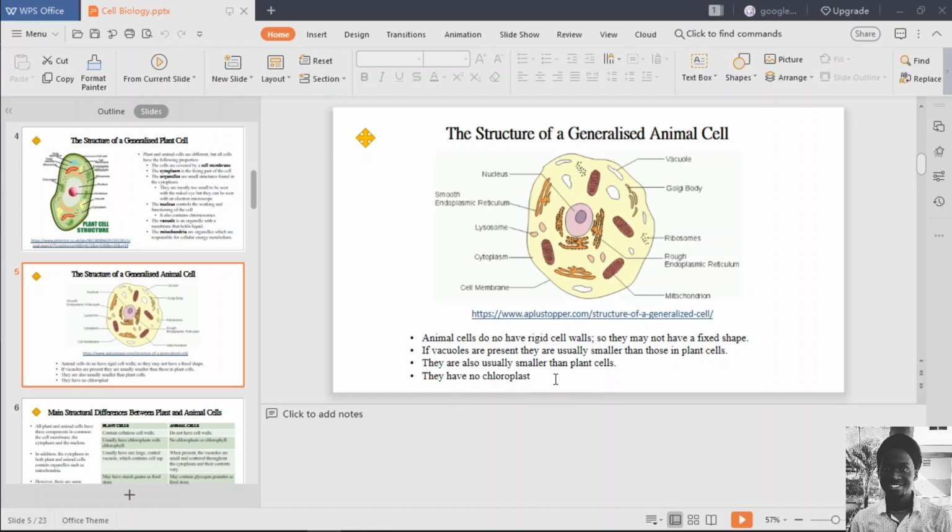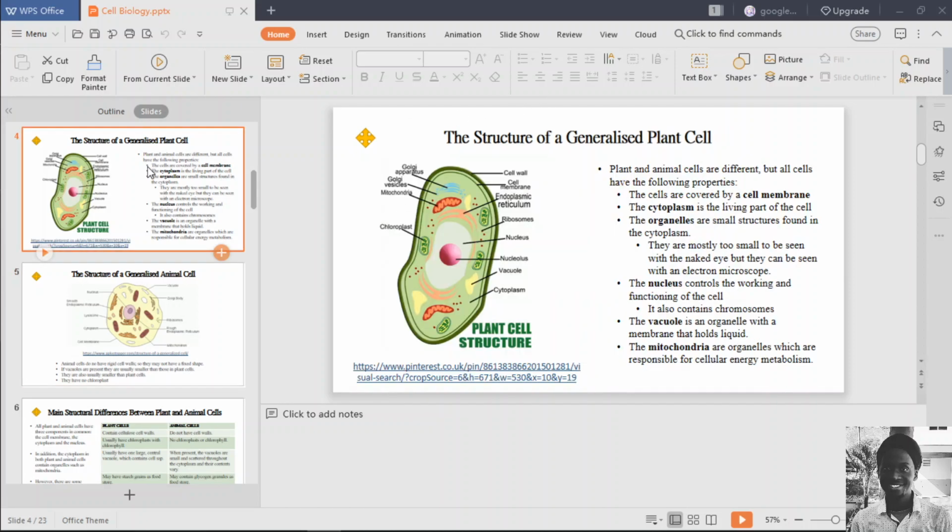Animal cells are also usually smaller than plant cells, and they have no chloroplasts. Chloroplasts are only found in plant cells. These are these green organelles right here. These are the organelles that produce the green pigment, the pigment that causes leaves to appear green, called chlorophyll.